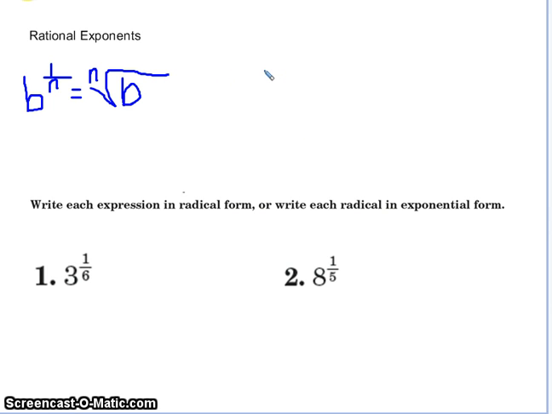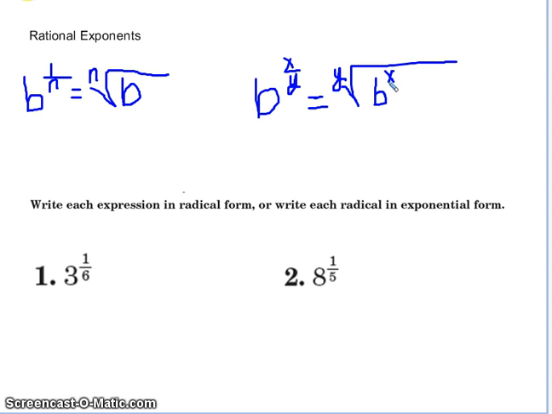You can also have b to the x over y. So this is another rational exponent. The numerator is actually going to tell you what power you are raising it to, and then the denominator is your root. So this means you're going to have the y root of b to the x. So these are the 2 main rules that we're going to use today, along with our monomial rules, which we already know.